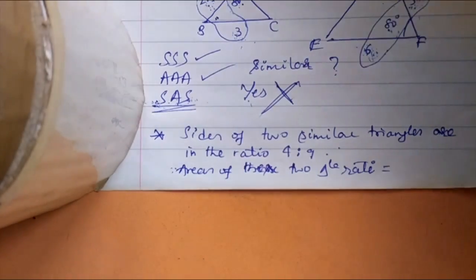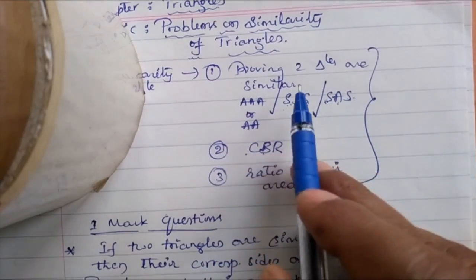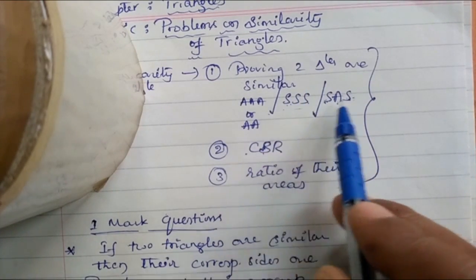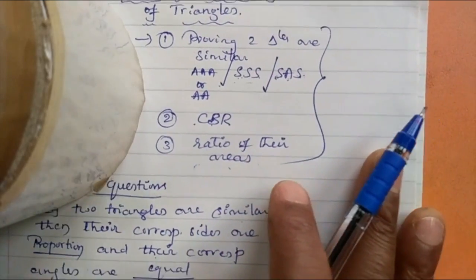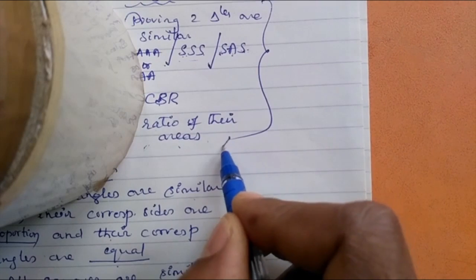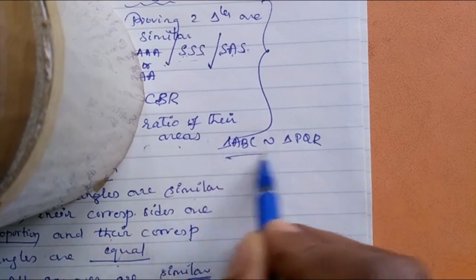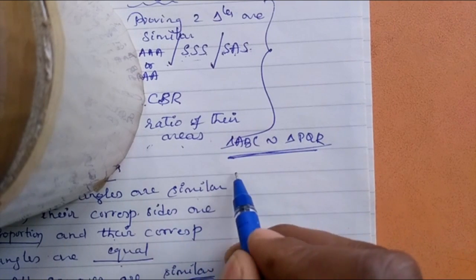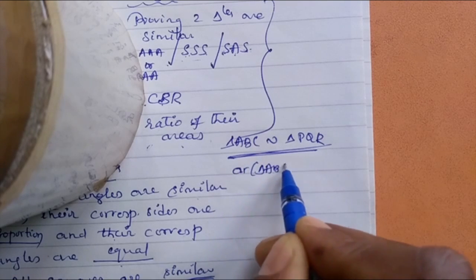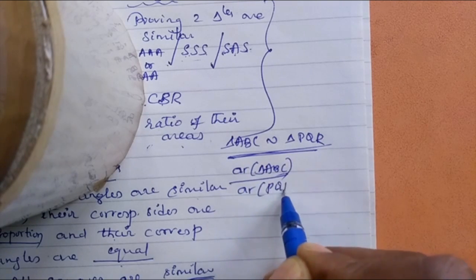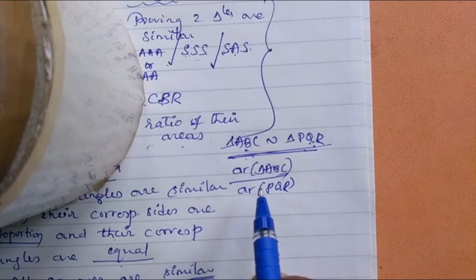You know that there are three levels of similarity between two triangles: first, proving by any one of these criteria; second, corresponding sides ratio; third, ratio of their areas. How to write the ratio of their areas? Suppose triangle ABC is similar to triangle PQR. Then how to write the ratio of their areas? Area of triangle ABC by area of triangle PQR. These two triangles are similar, we proved. Then how to write their ratio of areas?